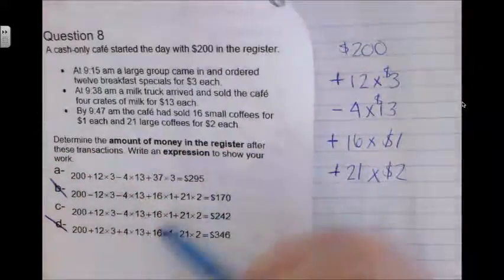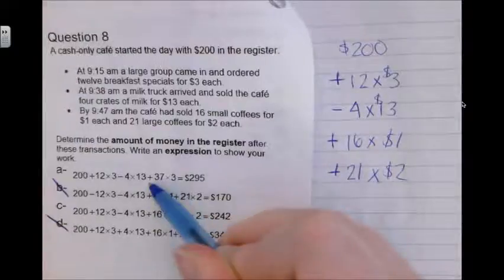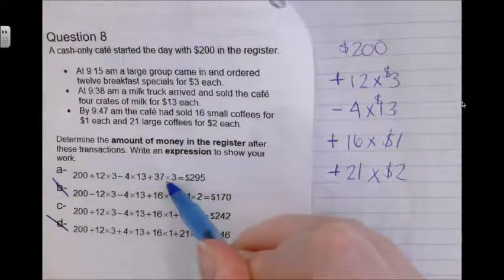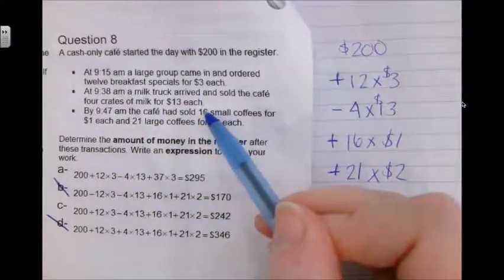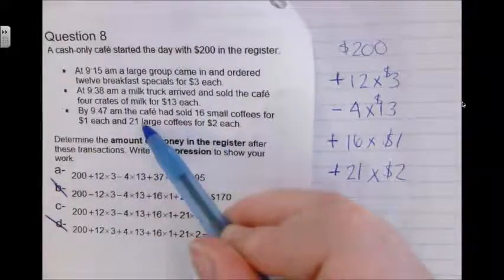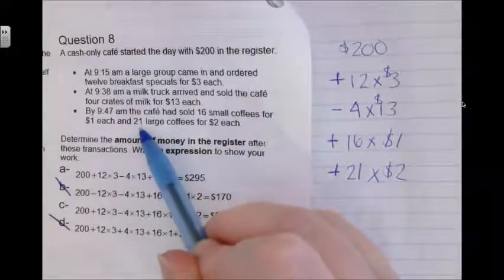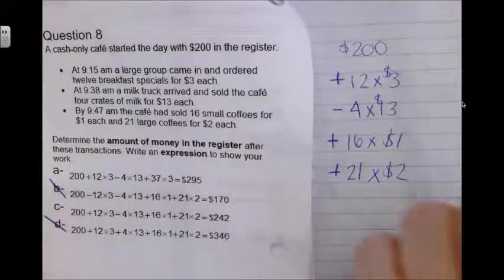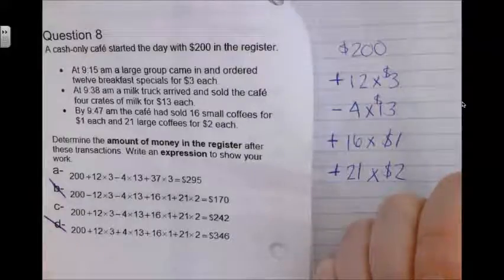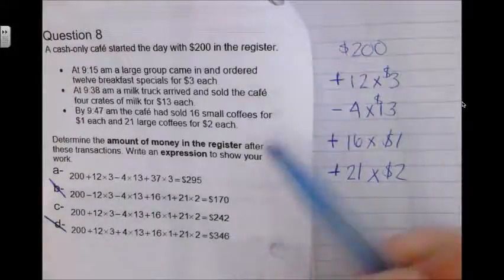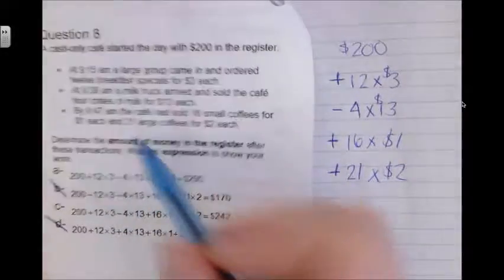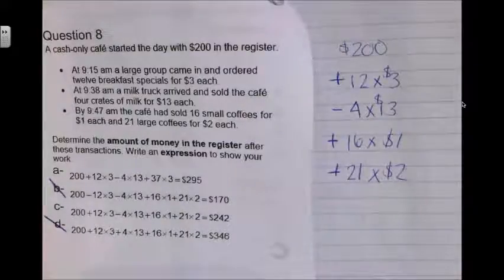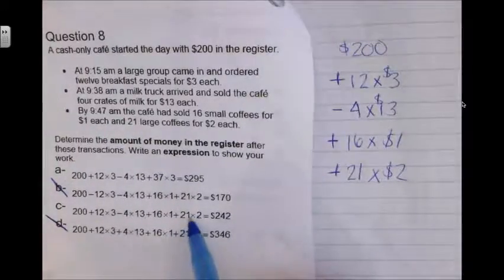Up here what they did was they're doing 37 times 3. They just added 16 small coffees and 21 large coffees together and did it times $3. But you can't do that. You have to actually separate them because they have different costs. The small coffees are worth only $1, the 21 are worth $2. So you can't combine those costs, okay? So the answer here would be C.